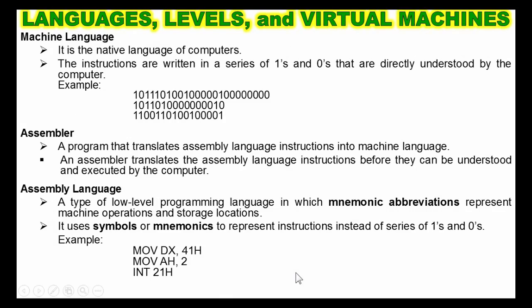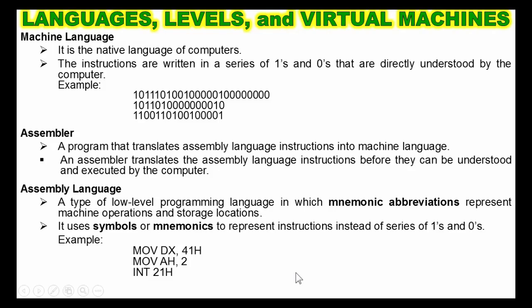Machine language is the native language of computers. These instructions are written in a series of ones and zeros that are directly understood by the computer. An assembler is a program, or software, that translates assembly language instructions into machine language. An assembler translates the assembly language instructions before they can be understood and executed by the computer.